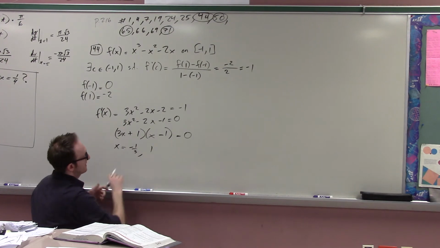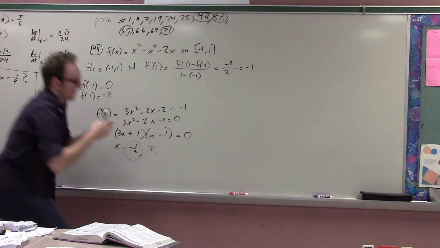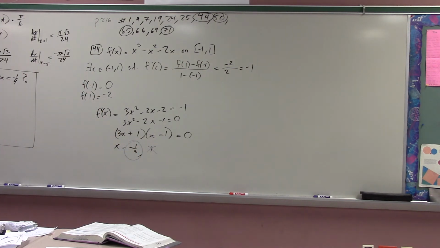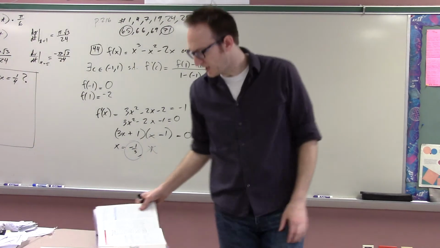But 1 is just the right endpoint, so that's not it. So really, -1/3 is the number on the interval -1, 1 where the slope of the tangent line equals the slope of the secant line. Are we cool? Okay, let's do another one.